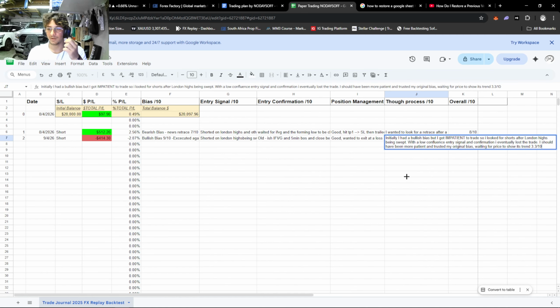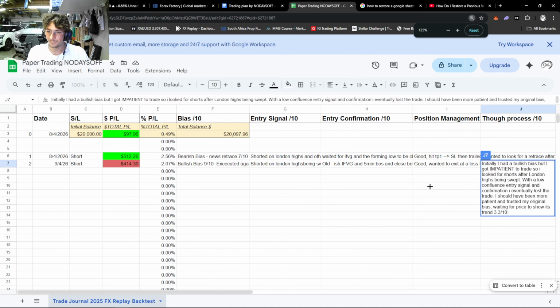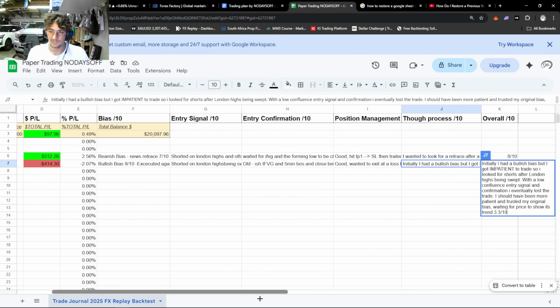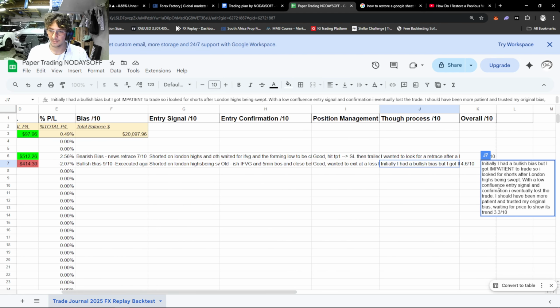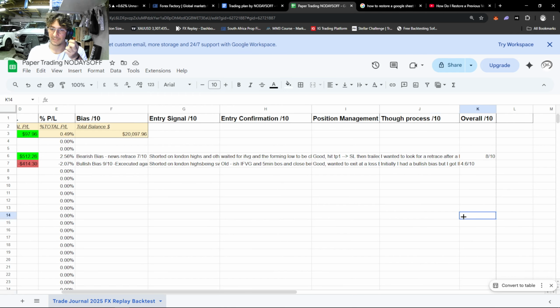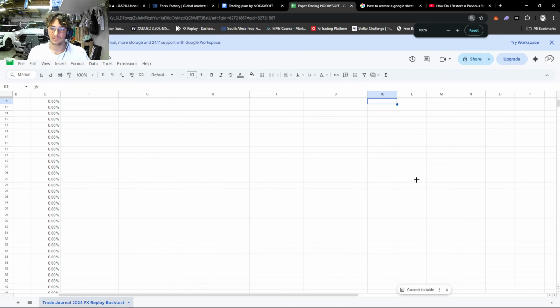Thought process, alrighty, here it is. Initially, I had a bullish bias, but I got impatient to trade, so I looked for shorts after London highs were swept. With a low confluence entry signal and confirmation, I eventually lost the trade. I should have been more patient and trusted my original bias, waited for price to show its trend. 3.3 out of 10 for my thought process today. So overall this trade was about 4.6 out of 10. Okay, it wasn't the best trade.